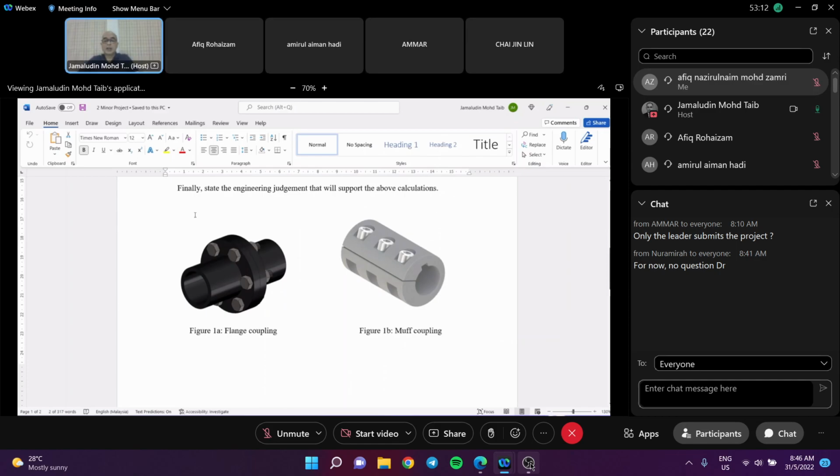I think I might be wrong. MAF coupling will have a larger load because it is in tension. Right, that is my judgment based on the configuration.